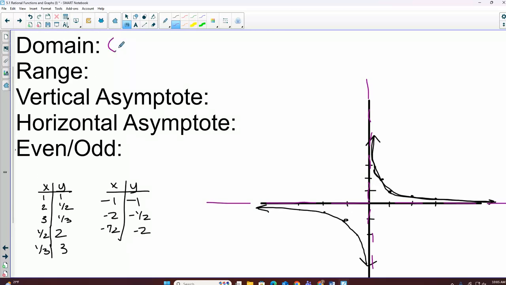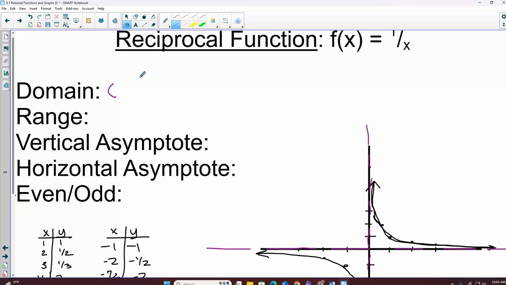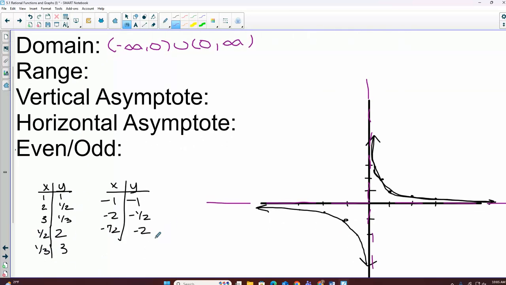My domain. What was the only number we can't plug in for x? 0. So -infinity to 0, union 0 to infinity. My range is my y's. I got out positive y values. I got out negative y values. What's the only y value we didn't get? 0.